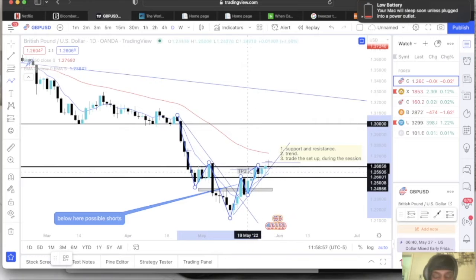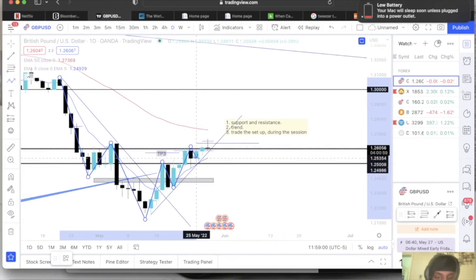As you can see, it held it as support because you can see these wicks. These are called wicks. Each of these candles represents one day, and these wicks tell you that at one point during that day, the market's price came down into this level, but then rejected off of it. But mainly I look at the body, because the body tells you where price opened and where price closed. So I mainly focus on the bodies.